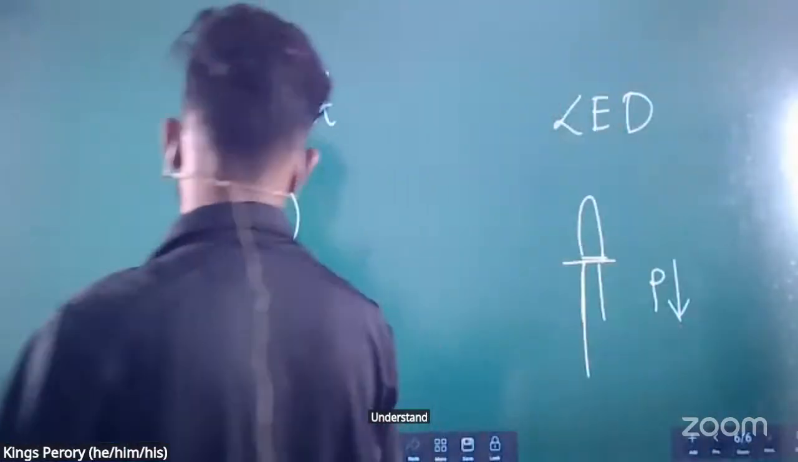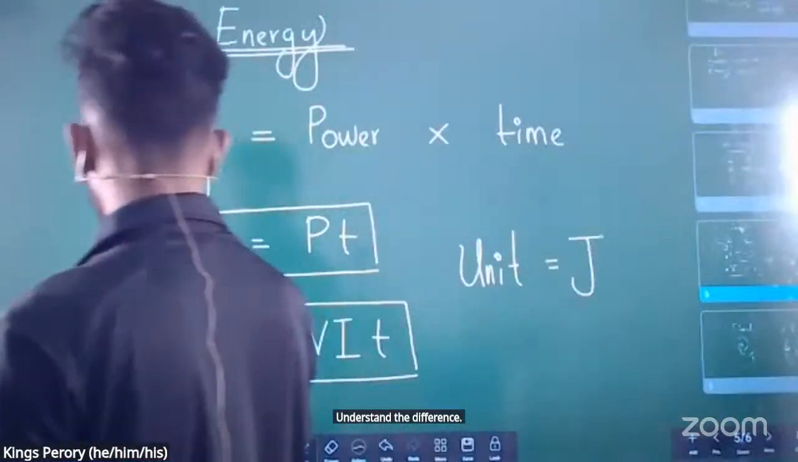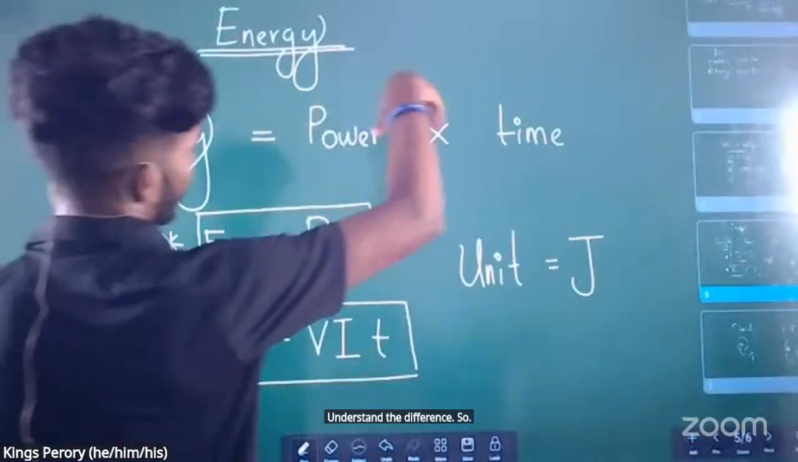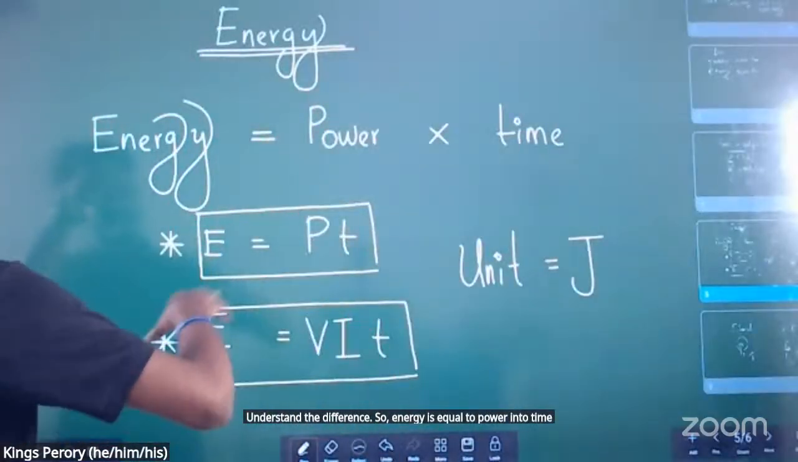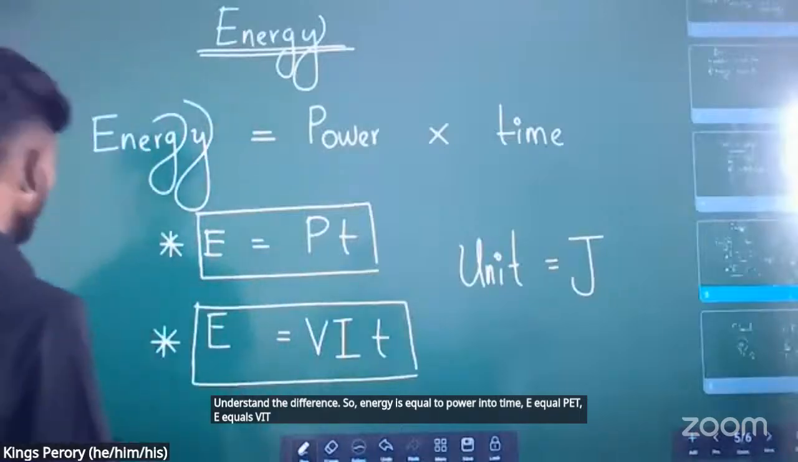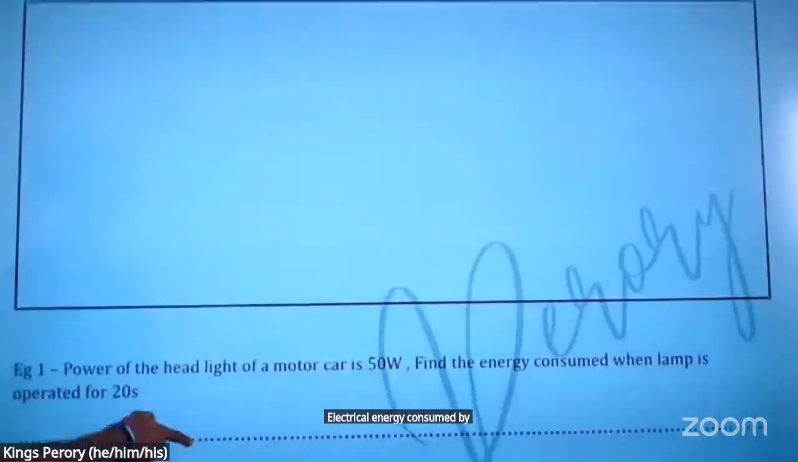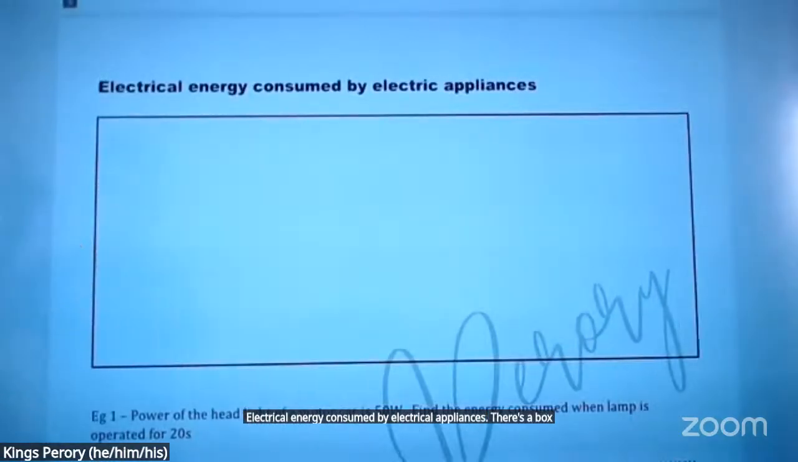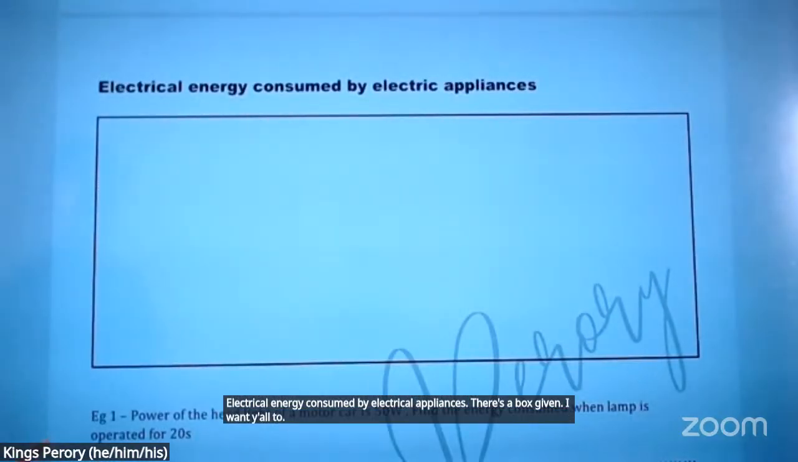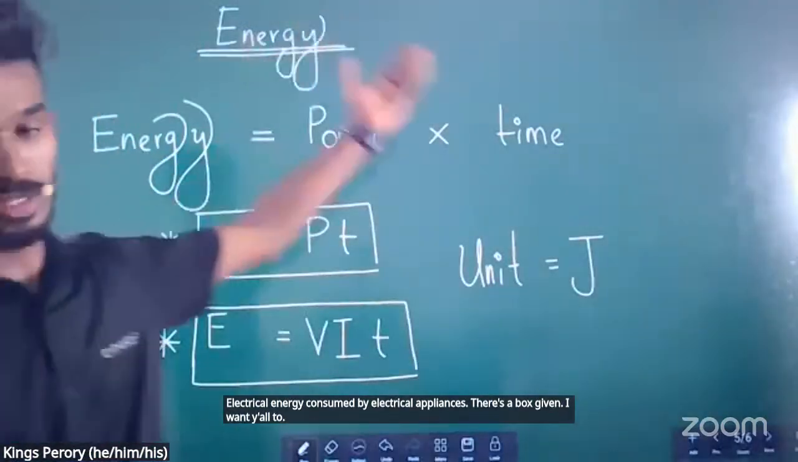Understand the difference? So energy is equal to power into time: E = Pt, E = VIt. The unit is joules. Now go to electrical energy consumed by electrical appliances. There's a box given. I want you all to write this in that box.